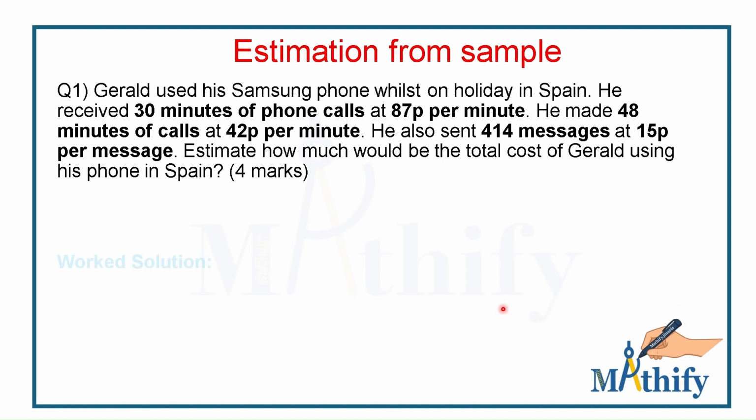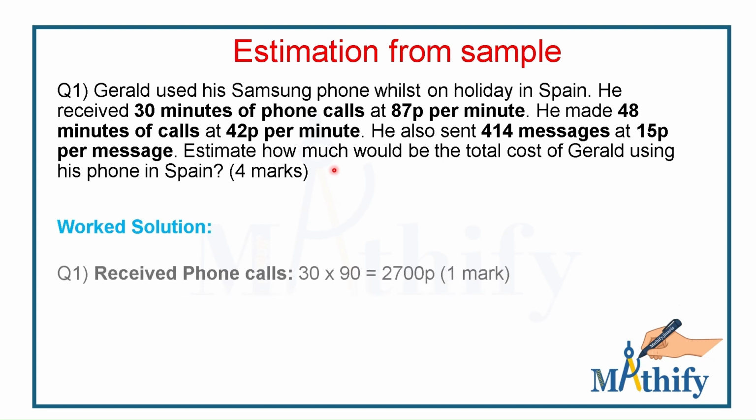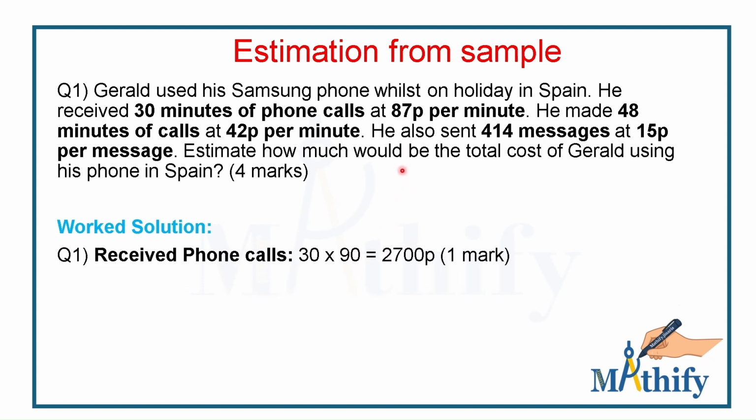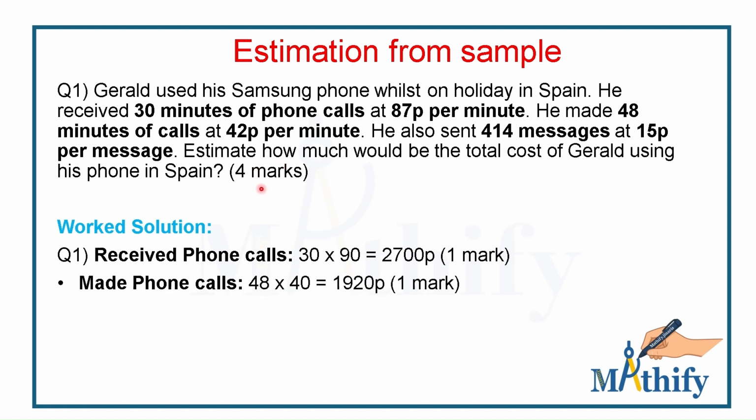by step. So the first important step when solving this question is to work out the price for the number of phone calls that he made. The way we could do this is 30 multiplied by 90, 90 because we rounded up 87, so that will give us 2700p. That's your first mark. Let's work out the number of calls he made. So 48 multiplied by 40 because our 42p will be rounded down. That will give us 1920p.